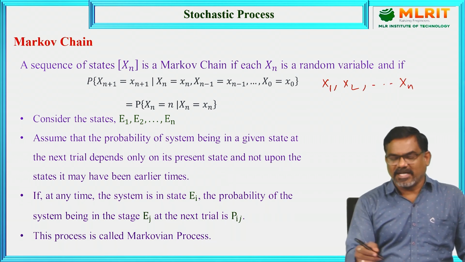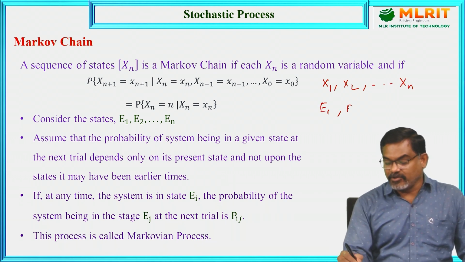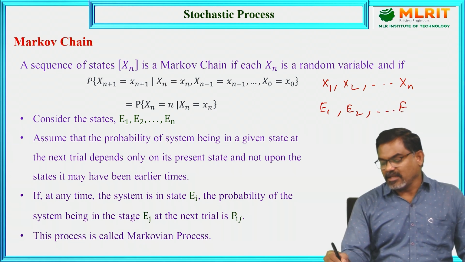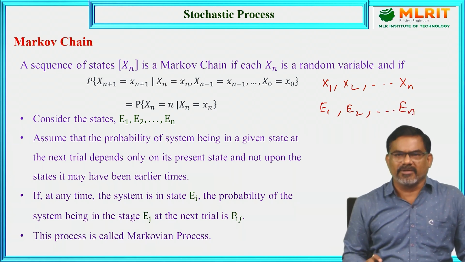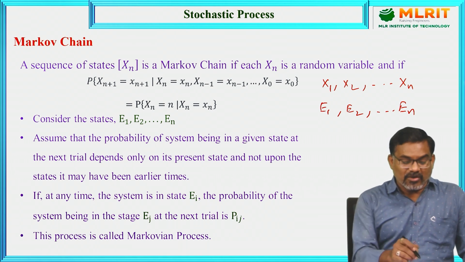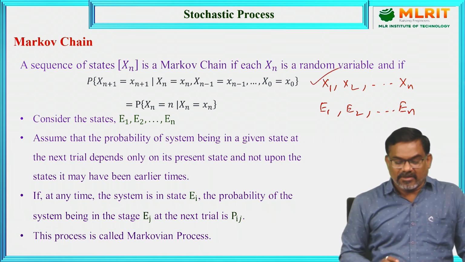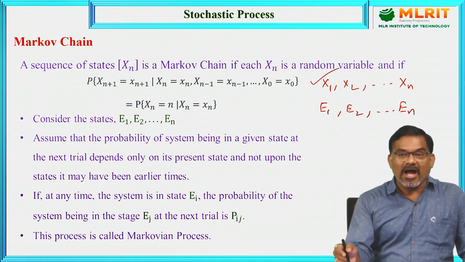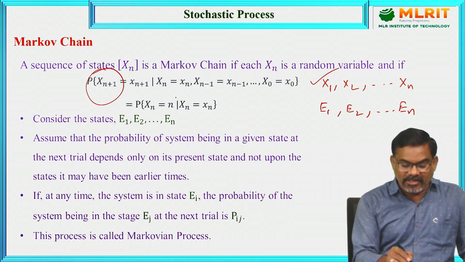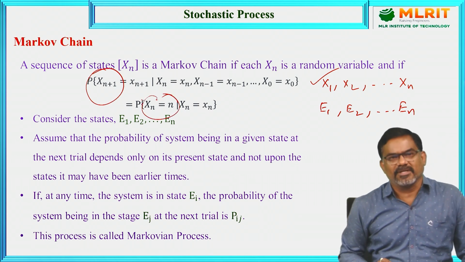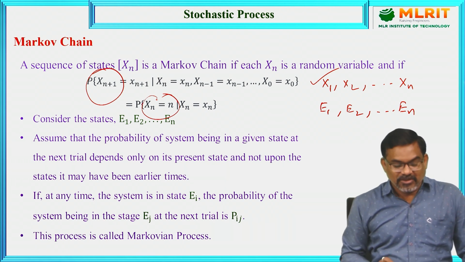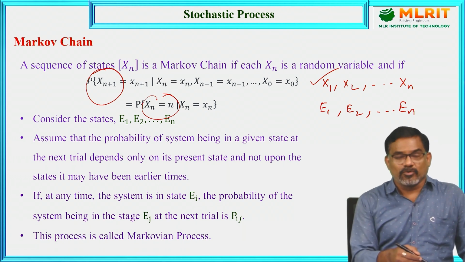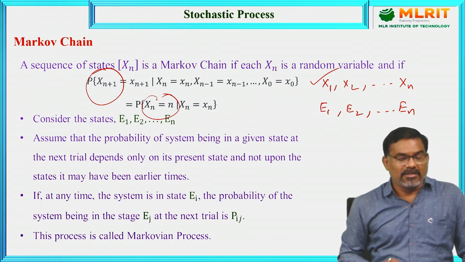We can denote the states by e1, e2. So these states are nothing but the random variables. These are random variables, or the outcome simply. So let us consider a sequence of states, and it is a Markov chain if each xn is a random variable and if the probability of the future one depends only on the present one, that is equal to P of Xn equal to small xn. So there are some important points to be discussed on the Markov chain.